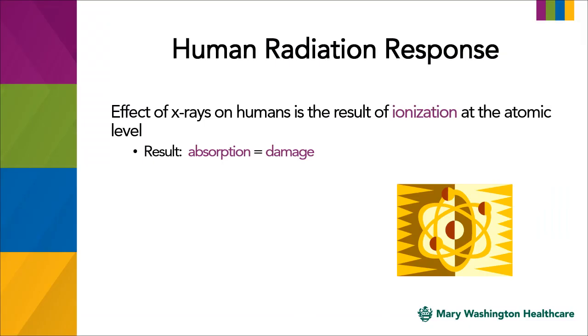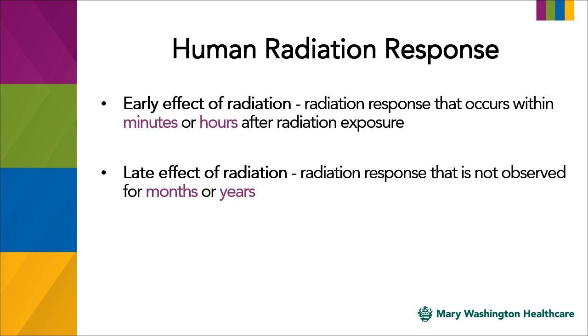The effect of X-rays on humans is the result of ionization at the atomic level. The result of ionization is absorption, and therefore we're going to have damage. Early effects of radiation are those that occur within minutes or hours after radiation exposure, and late effects of radiation exposure are those that are not observed for months or years. It can take as many as 20 years for many of the late effects to transpire.